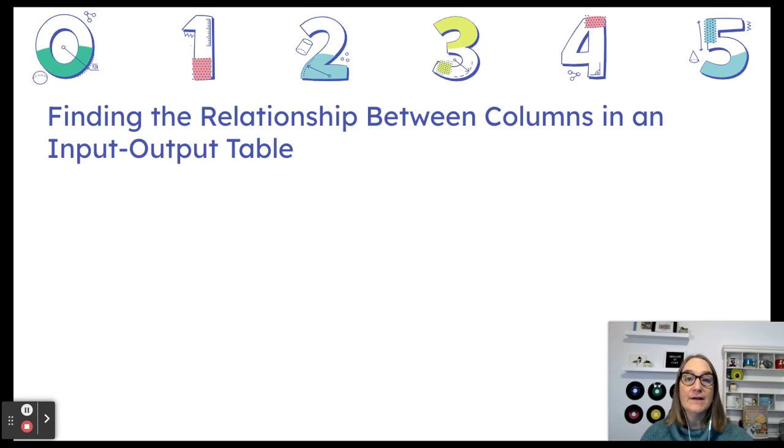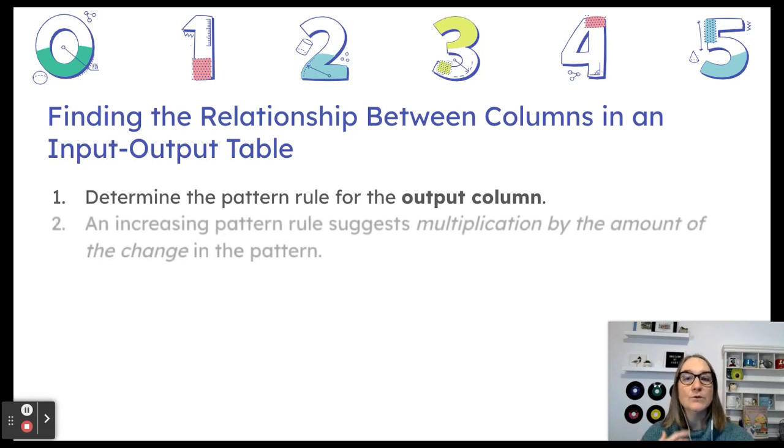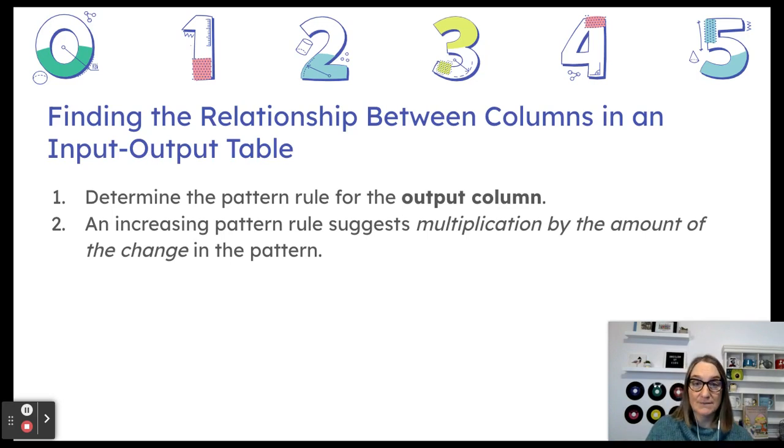Well, we start by finding out the pattern rule for the output column. This pattern rule gives us clues that we can use to find the relationship. If the pattern rule goes up, it's a clue that one of the operations is multiplication, because multiplication is an operation that gives us a bigger result. Okay, think of an example. 6 times 7 is 42. Now, 42 is bigger than either 6 or 7. So multiplication is giving us a bigger result.